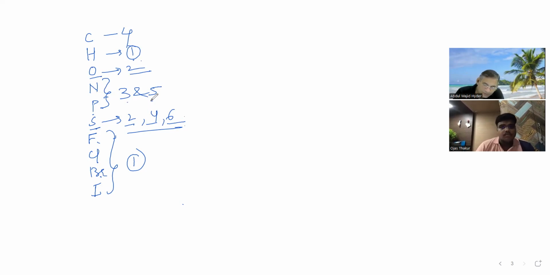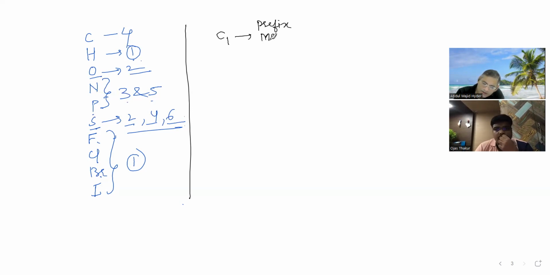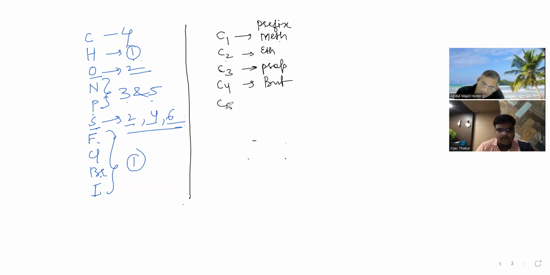Now see, these points we should remember. Now what next is the number of carbons. If the number of carbon atoms in any organic compound is 1, then the prefix used will be meth. If carbon atoms are 2 in number, the prefix is eth. If carbon is 3, the prefix is prop. If carbon atoms are 4, it will be but. If 5, it will be pent.